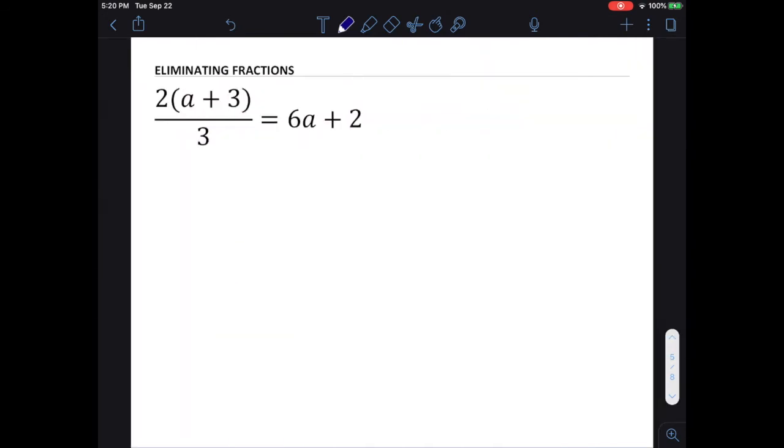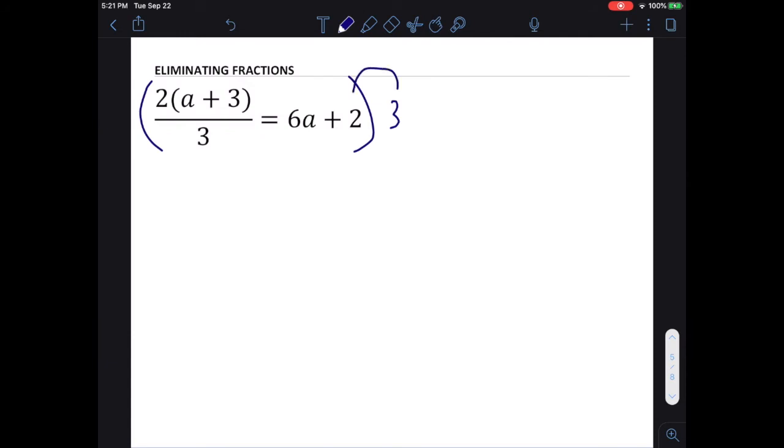So another example of eliminating fractions. In this case, we only have one fraction. Even though we have kind of a big old mess in the numerator, this is still just one fraction. So I only have one number to find the least common denominator, so I'm just going to multiply everything by a 3.